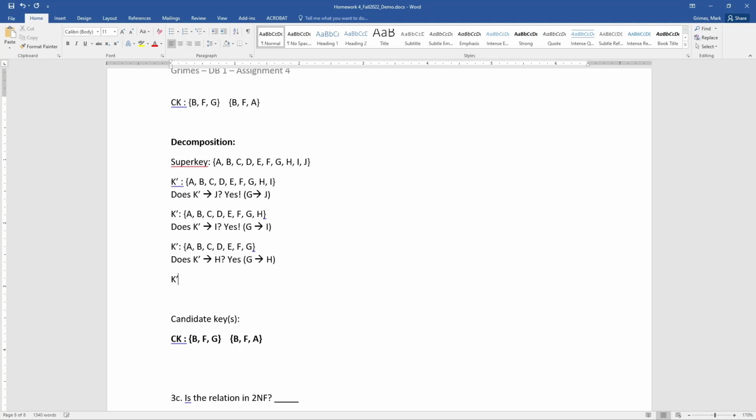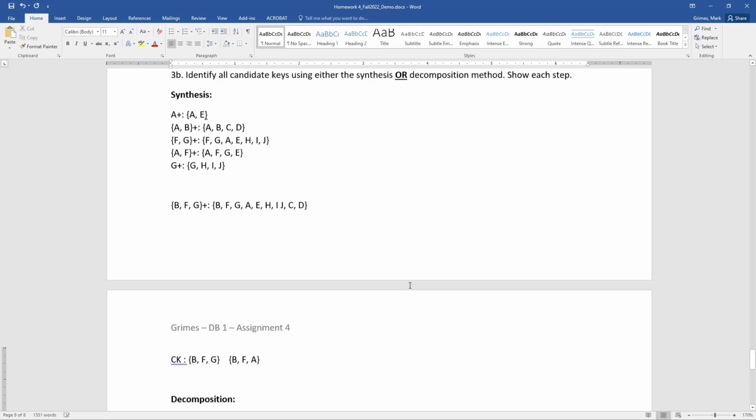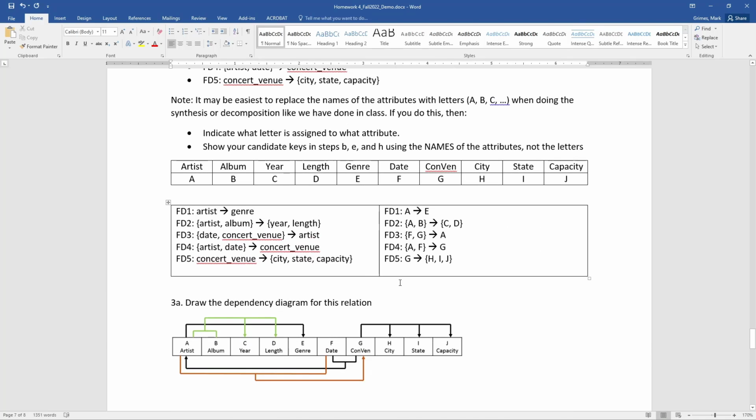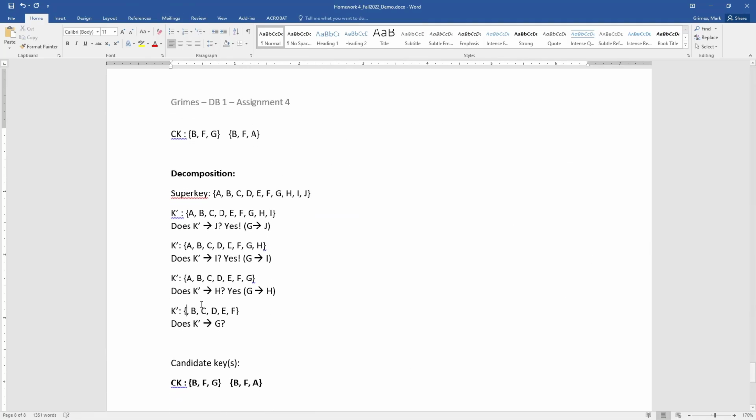So we'll try again. We'll set K prime to be A, B, C, D, E, F. And we ask the question, does K prime functionally determine G? Okay, I'm not sure. Let's go back and look. A and F functionally determine G. So do we have A and F? Yes, we have A and F. Yes, because AF functionally determines G.